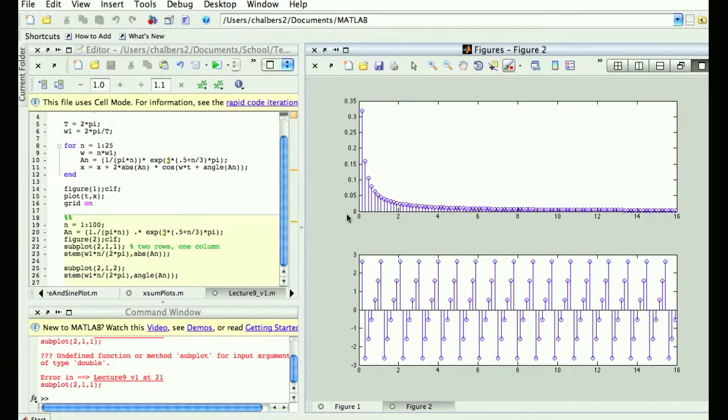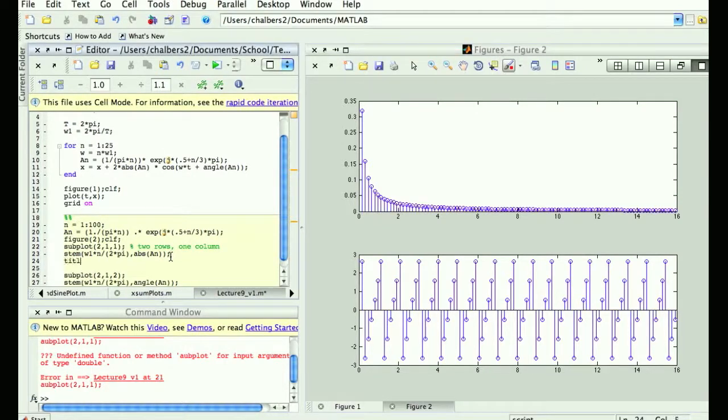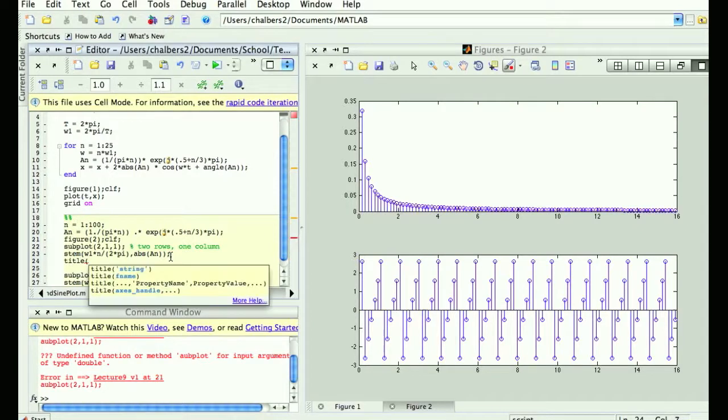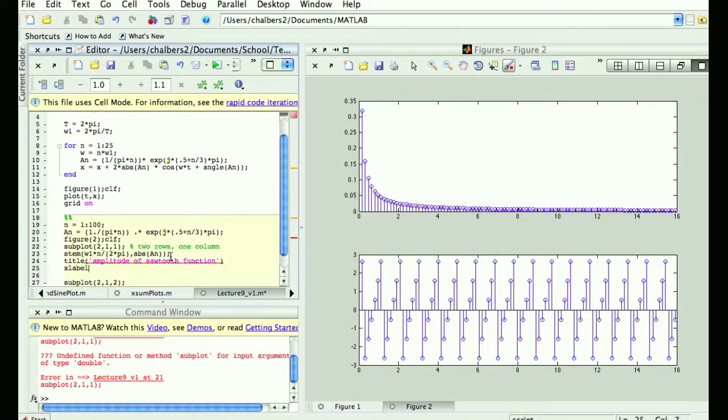Okay, let's talk very briefly about title and labels. So, title: amplitude of sawtooth function. X label: frequency in hertz. Y, I misspelled that. Y label: amplitude, or let's say magnitude.